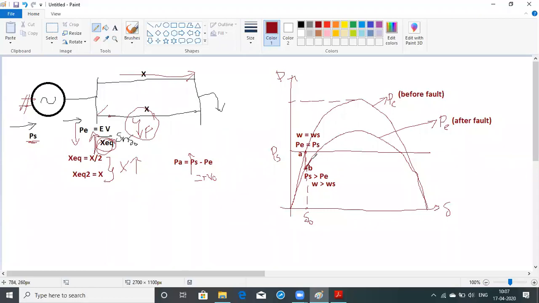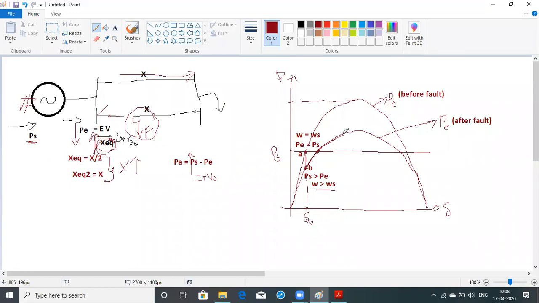So the delta naught will increase. Actually, it should come back to this point. It should settle back to this point, but it is not settling back because of the inertia of the rotor, or because of the kinetic energy stored in the rotor. When omega is greater than omega s, it is not going to settle here, but it will move beyond this one.